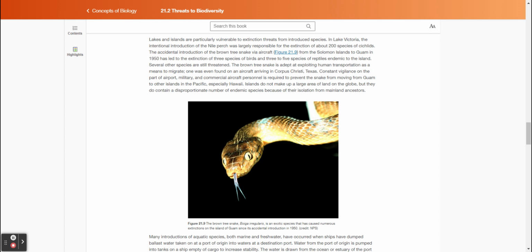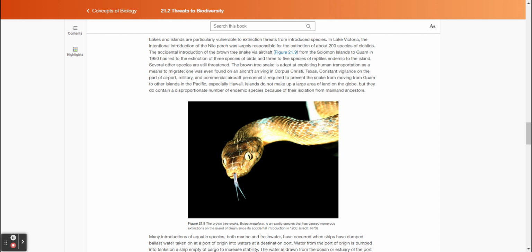The brown tree snake is adept at exploiting human transportation as a means to migrate. One was even found on an aircraft arriving in Corpus Christi, Texas. Constant vigilance on the part of airport, military, and commercial aircraft personnel is required to prevent the snake from moving from Guam to the other islands in the Pacific, especially Hawaii. Islands do not make up a large area of land on the globe, but they do contain a disproportionate number of endemic species because of their isolation from mainland ancestors.